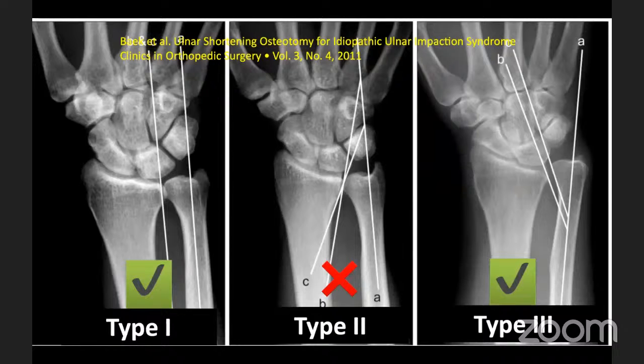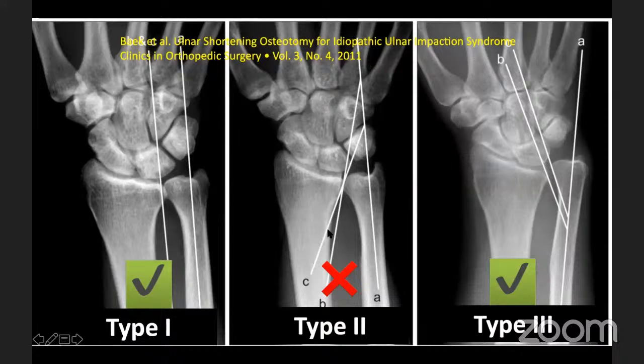Now, when would you not do a radial shortening? If there is a type 1 DRUJ, you are fine doing a radial osteotomy. If there's a type 2 DRUJ, what do I mean by type 2 DRUJ? In type 1, the two articular surfaces, the radial sigmoid notch, are parallel to the ulna.